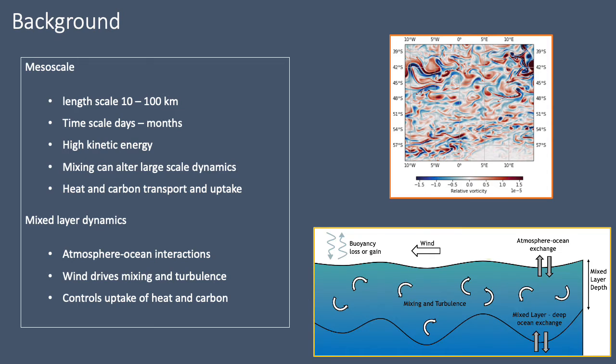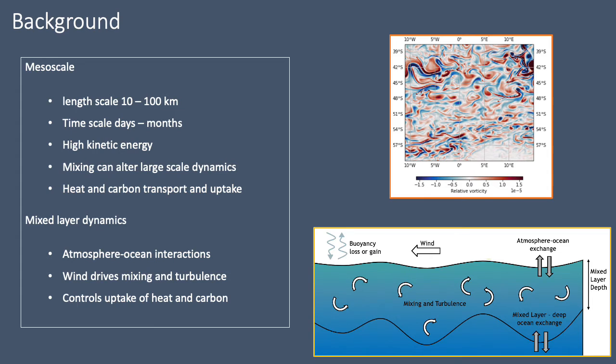You can see them in the figure on the right in terms of relative vorticity, in the strong red and blue colors, red being anticyclonic and blue being cyclonic eddies. These two different types have opposing characteristics in the system. Mesoscale flows can exhibit high kinetic energy, and they can mix and alter these large-scale dynamics. So they're very important in terms of heat and carbon transport and uptake.